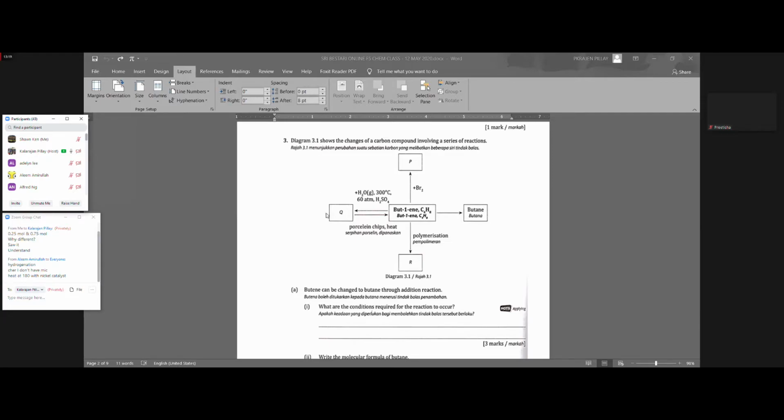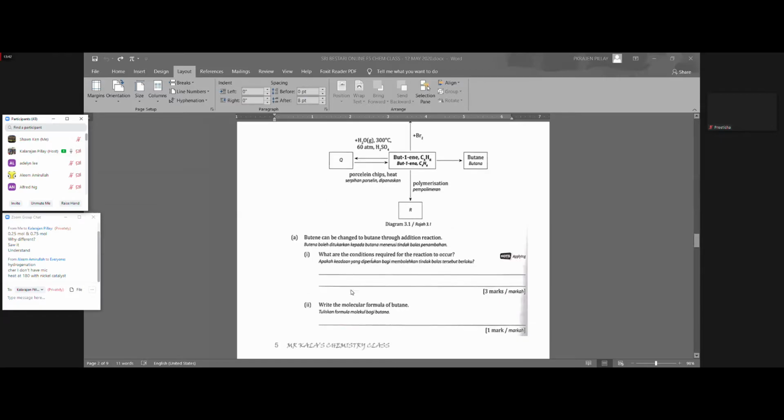And this one, actually, what they wanted was butene reacts with hydrogen. Note it down. Butene reacts with hydrogen, 1 mark. Okay, hydrogen gas, that's 3 marks. Butene reacts with hydrogen gas. Then, temperature is 180 degrees Celsius. Just mention that. And the catalyst is nickel or platinum. So you get 3 marks there.